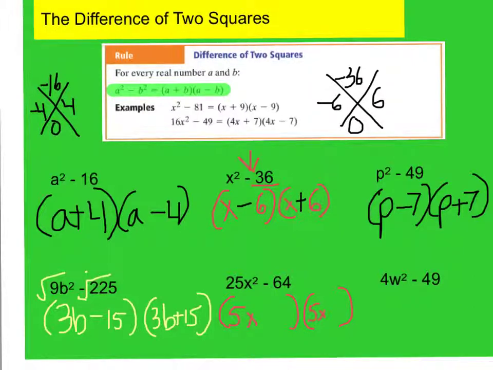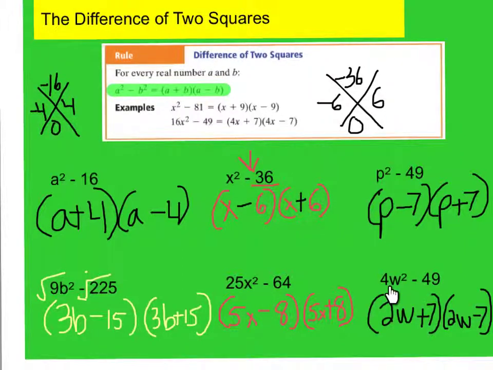And then the square root of 64 is 8. Now I need to do a negative 8 and a positive 8 so that when you multiply them you get a negative 64, but when you add them they end up at 0. So hit pause and try and factor out this difference of squares.